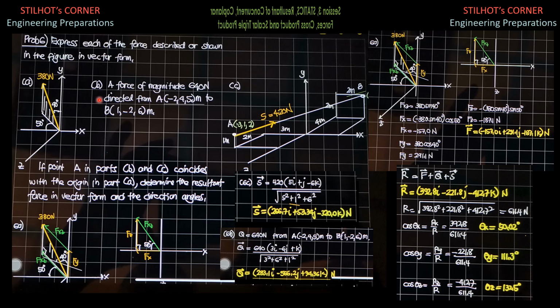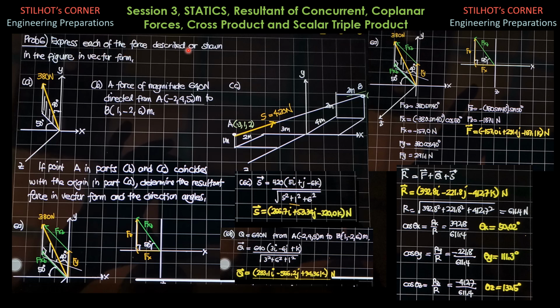So problem 6. Express each of the forces described or shown in the figure in vector form. So we have part A, part B, part C. For part B, it is just stated. Then, as another note, point A in parts, this is point A, this is also point A, and this may also be point A. Point A in parts B and C, so B and C only, coincides with the origin in part A, so this is the origin, so this is also A.